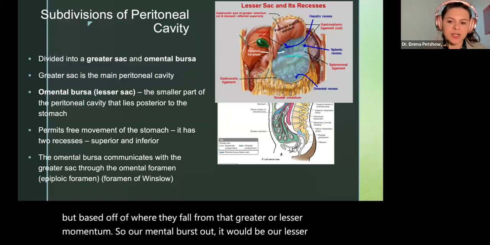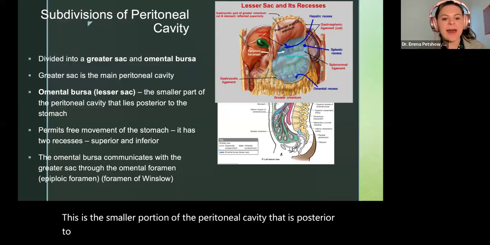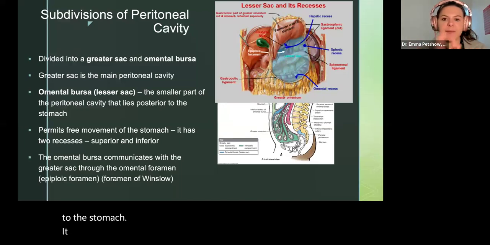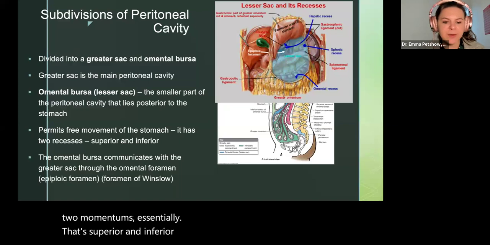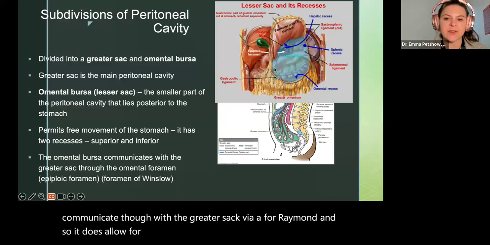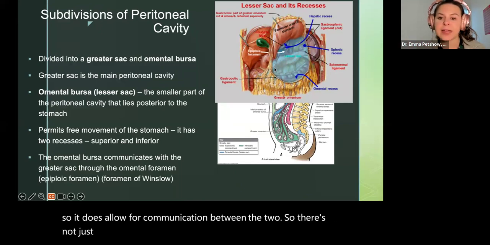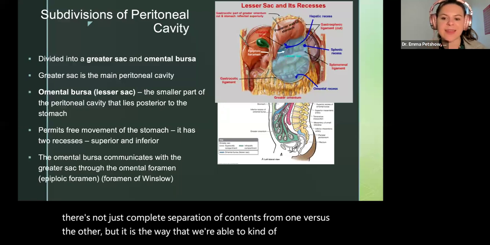This is the smaller portion of the peritoneal cavity that is posterior to the stomach. It allows for free movement of the stomach to have these two omentums, essentially a superior and an inferior portion. The omental bursa is able to communicate with the greater sac via a foramen. So it does allow for communication between the two. There's not complete separation of contents from one versus the other, but it is the way that we're able to separate out components of the abdomen.